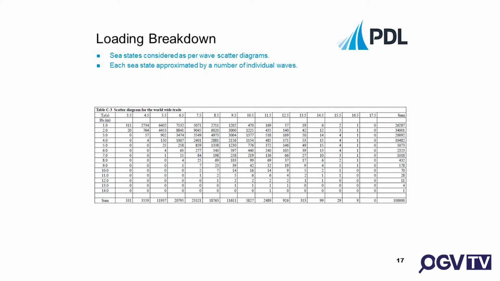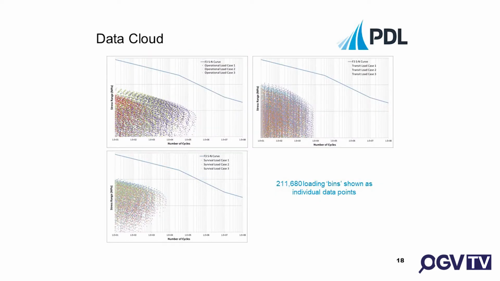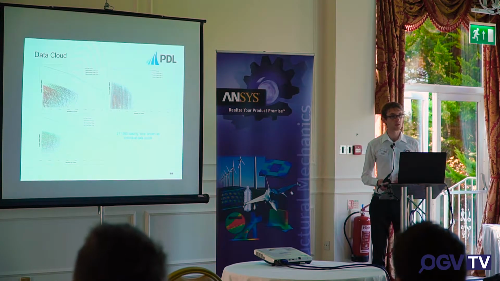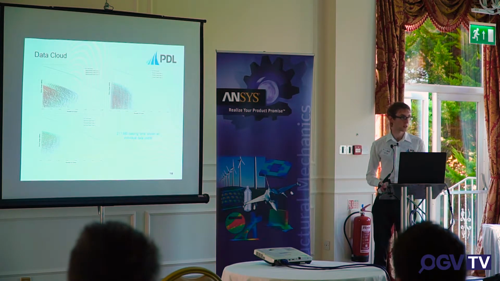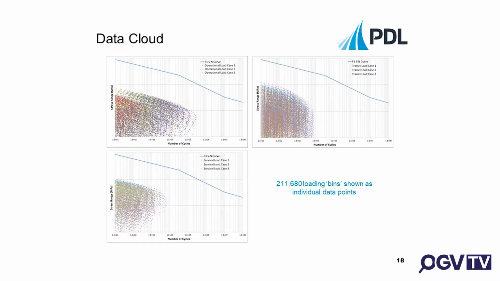Just in case you're not familiar with a scatter diagram, this is a scatter diagram from DNV GL, one of the standards, telling you the probability of different sea states. And just an illustration here. This is for the ITF. This is the actual number of loading bins we use for a particular run for a particular ITF. So we used 200,000 plus loading bins. You don't need to worry too much about it, but it was just a plot to show the magnitude of loading bins that you are considering, and the data you have to process.